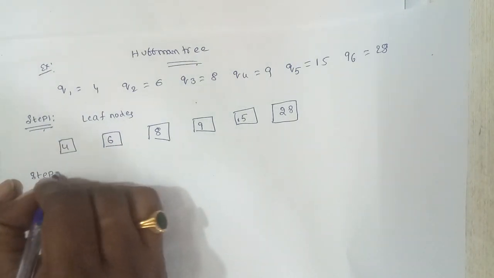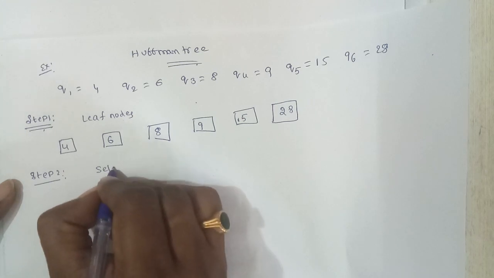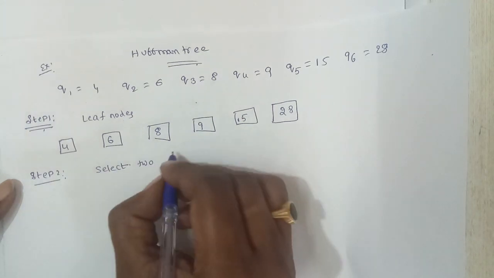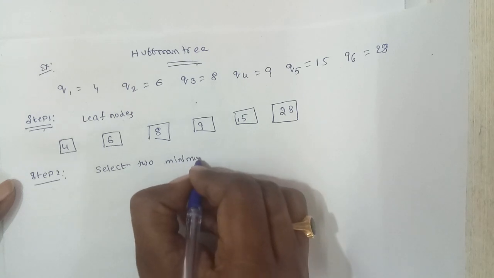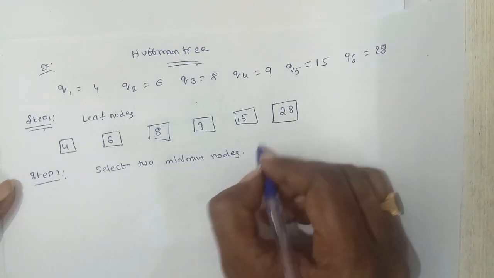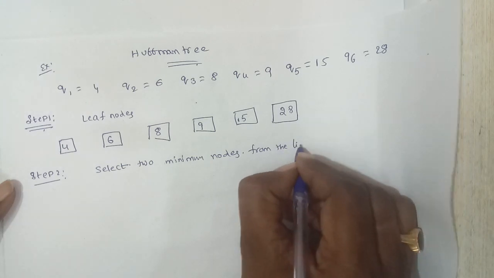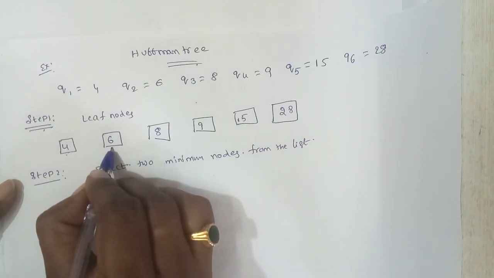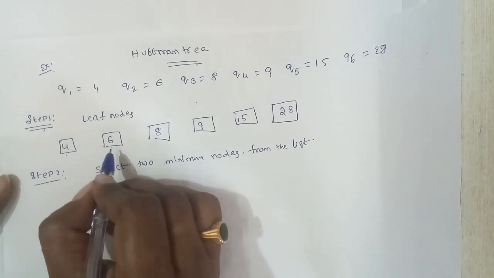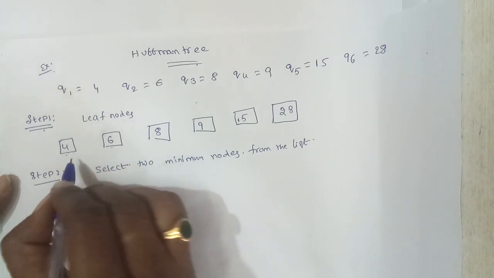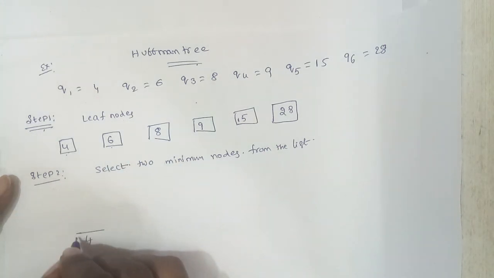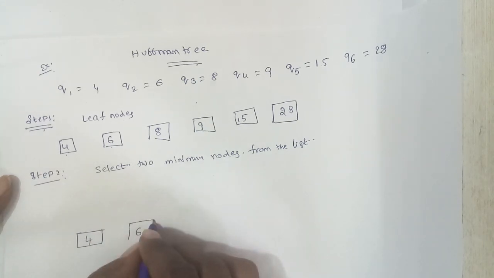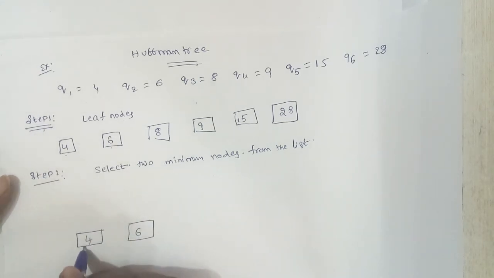And what is the next step? In the next step, observe carefully, this is very important: select the 2 minimum nodes from the list. What are the 2 minimum nodes? Here 4 and 6 are the 2 minimum nodes. Okay, so construct a tree. One is the left child, another one is the right child. Among these two, 4 and 6, 4 is the smallest value, so 4 is the left child and 6 is the right child.